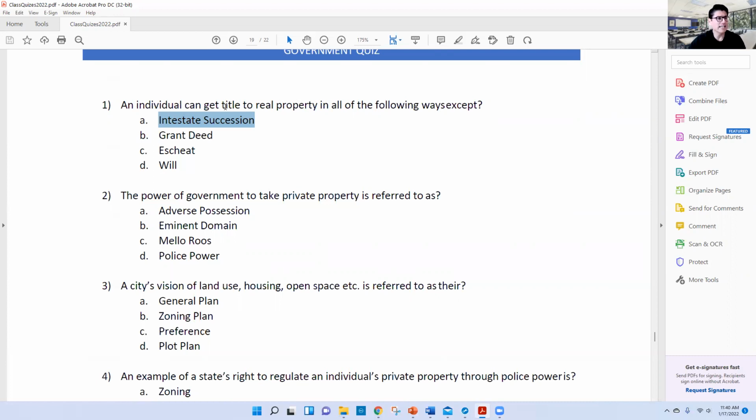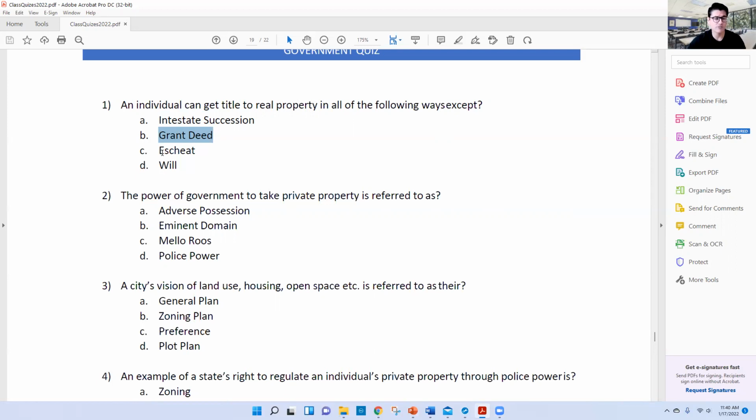However, this question is saying an individual can get title to real property in all the following ways, except. So they can get it through intestate succession. Your rich uncle died, you're the only relative. Okay, you can get it. Grant deed. Well, that one for sure, right? Because you can grant me all the rights and interest in the thing owned to real property in this document called a grant deed, and that's used all the time.